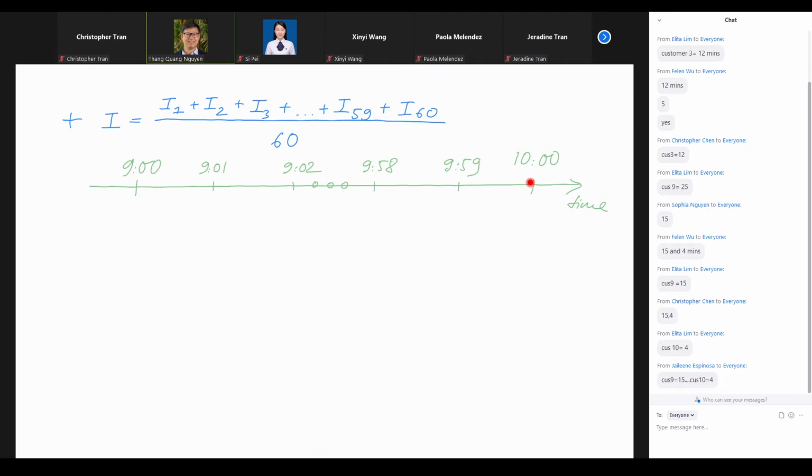But it's going to be confusing if we choose this point. For example, customer 1 walked in at 9:01 and walked out at 9:07, right? So if I choose this point to count, then I don't know if customer 1 was in or out. It's ambiguous, right? So that's why I will not choose this point. I'll choose the point in the middle so that I can avoid that confusion.